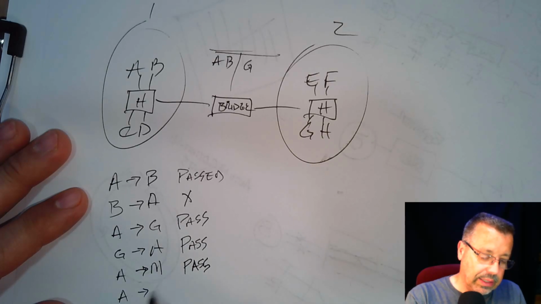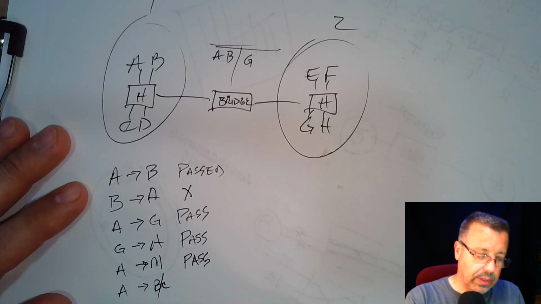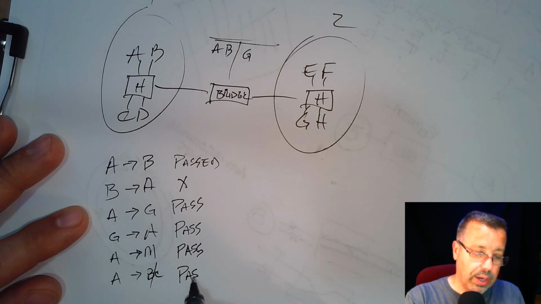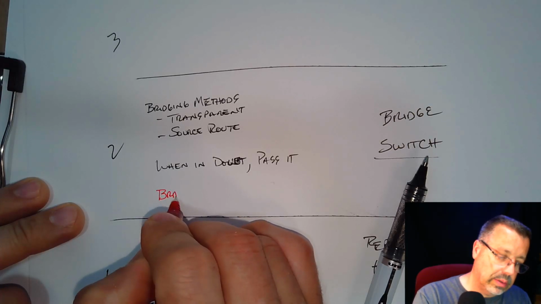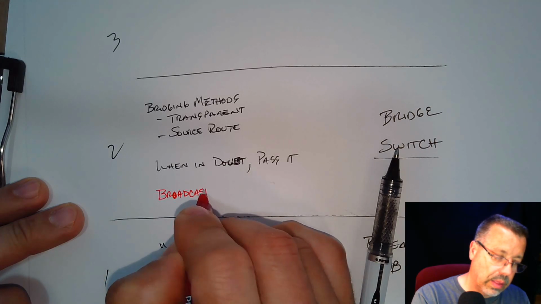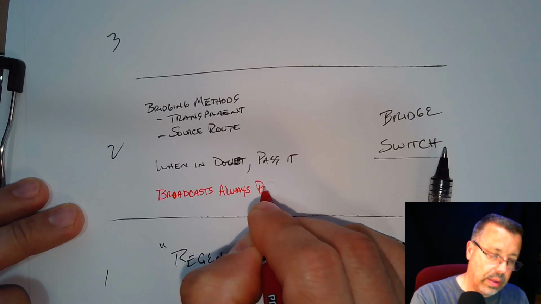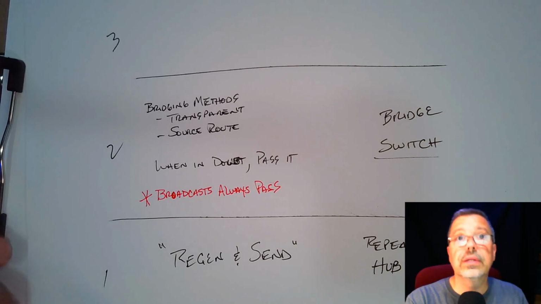And let's say A sends a broadcast. BC is always broadcast. So A sends a broadcast, which is to everybody, and broadcasts always pass. Let's add that. Broadcasts. Whoops, I can spell, I really can. Broadcasts always pass at layer 2.